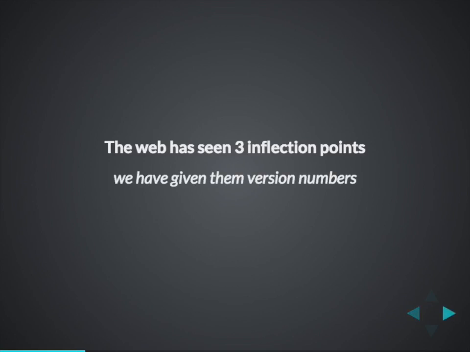In fact, because we're all programmers, we've given these 3 inflection points version numbers. And so you have Web 1.0, Web 2.0, Web 3.0. I mean, that's just the way we do it. But really what we're describing in those major version numbers are these dynamic and radically changing events that have changed the nature of the web.